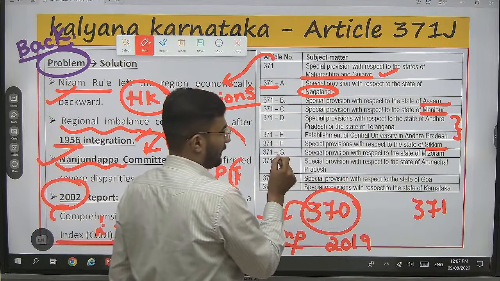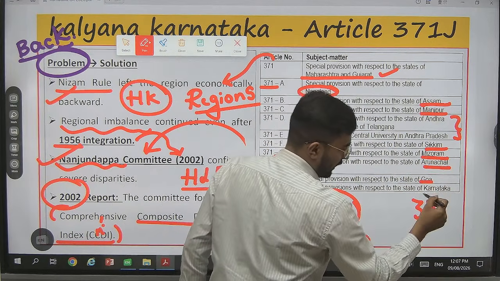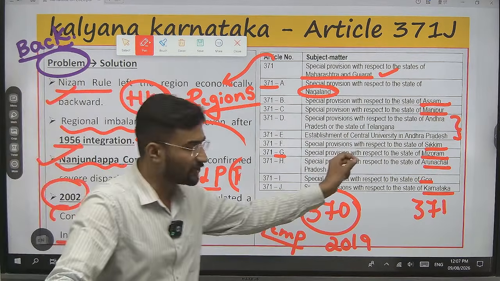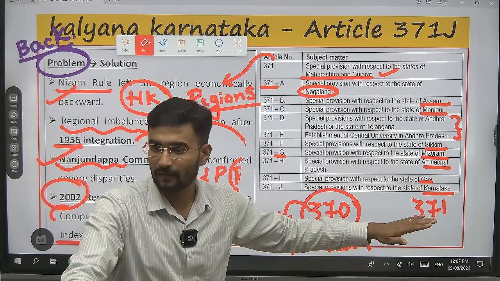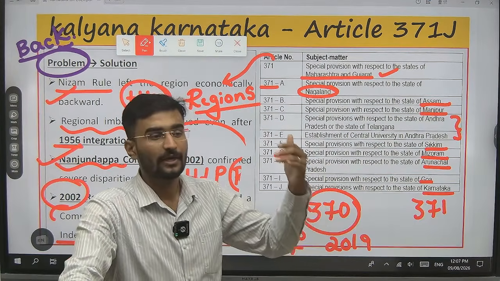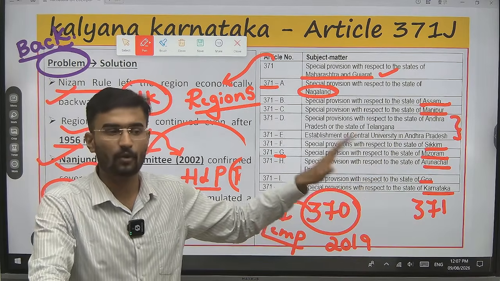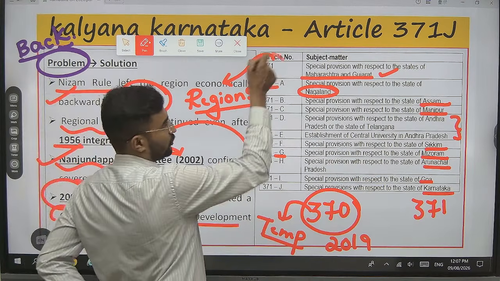G talks about Mizoram. H, I, J. H is which one? H is Arunachal Pradesh. I is Goa, and J is which one? 371J talks about our Kalyana Karnataka, or we call it Hyderabad Karnataka. This you should remember.